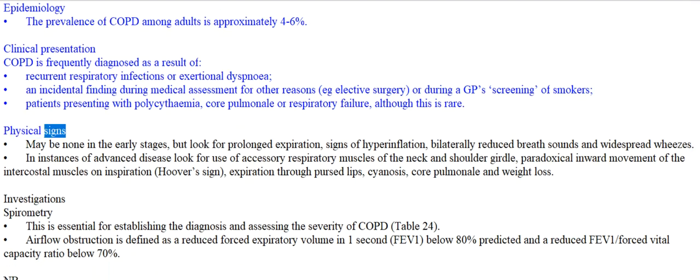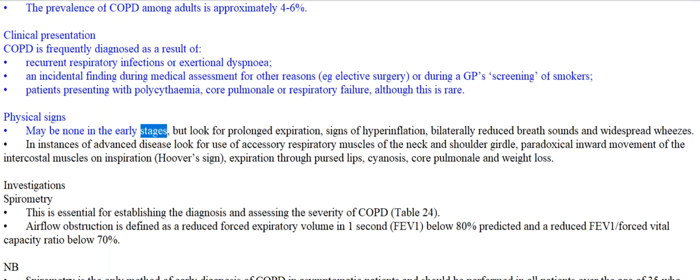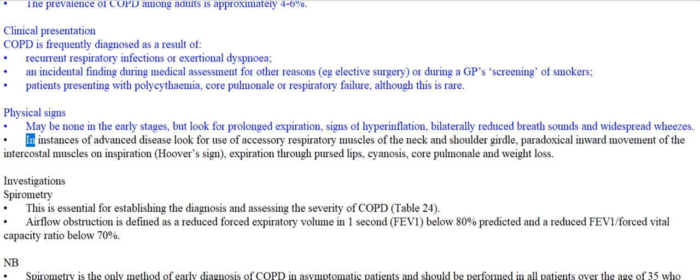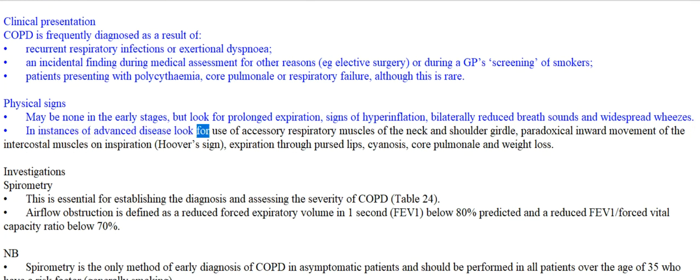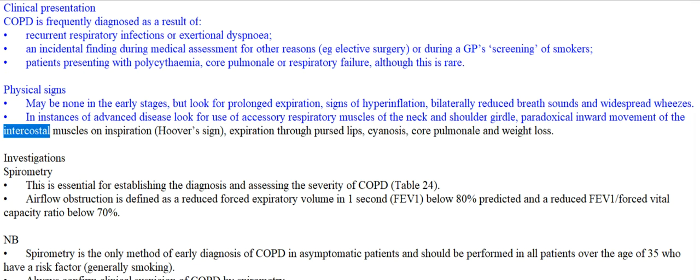Physical signs. May be none in the early stages, but look for prolonged expiration, signs of hyperinflation, bilaterally reduced breath sounds, and widespread wheezes. In instances of advanced disease, look for use of accessory respiratory muscles of the neck and shoulder girdle, paradoxical inward movement of the intercostal muscles on inspiration, Hoover's sign, expiration through pursed lips, cyanosis, cor pulmonale, and weight loss.